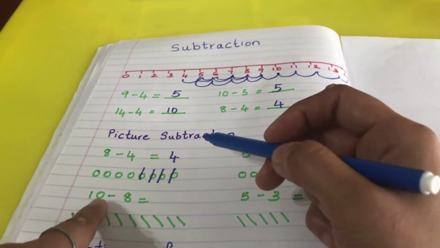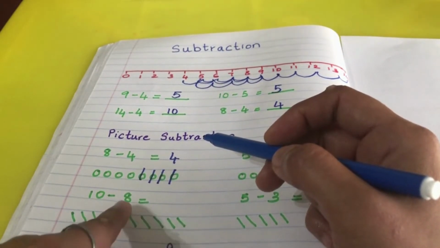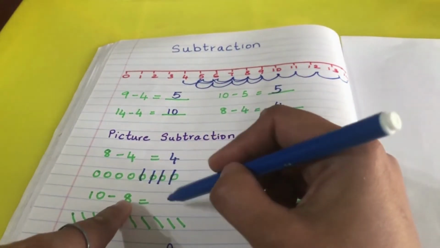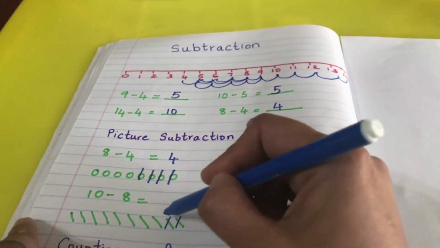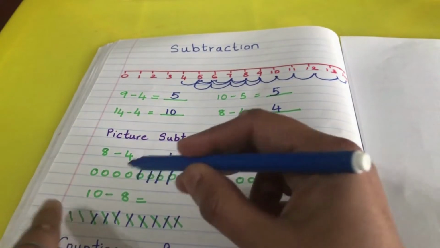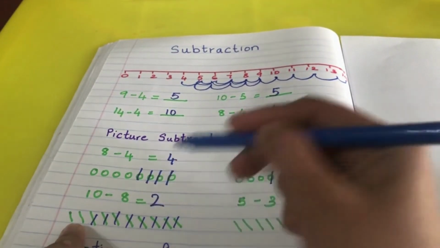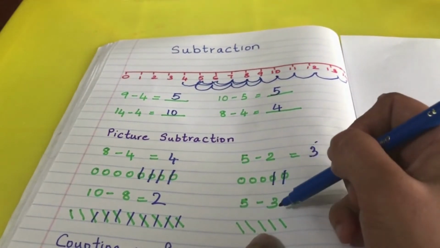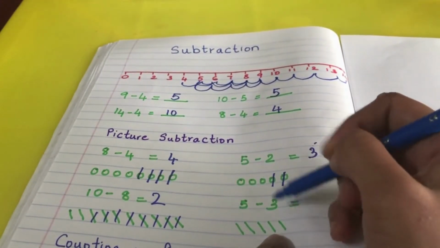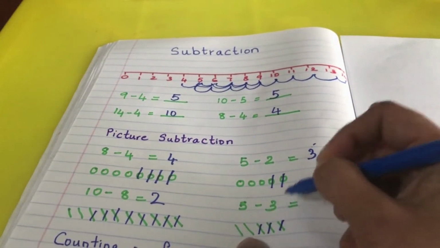The next one is 10 minus 8. So I drew 10 lines here and how many lines do we have to cut? We have to cut 8 lines. So 1, 2, 3, 4, 5, 6, 7, 8. So what is the remaining? 2. The next one is 5 minus 3. You have to draw 5 lines and cancel 3. 1, 2, 3. How many lines are remaining? 2.